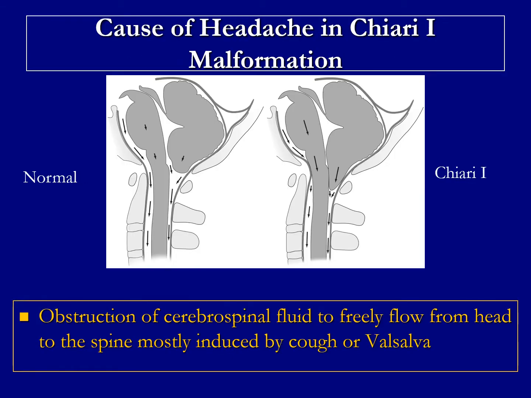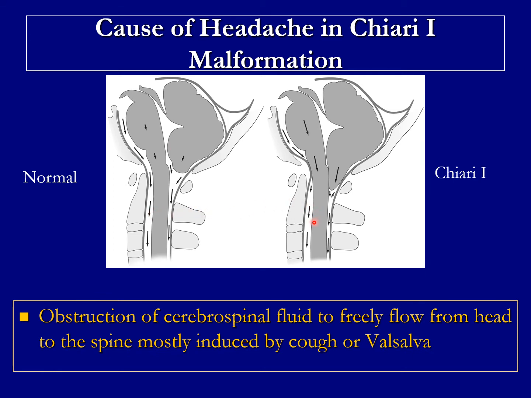Let us review the cause of headache in Chiari malformation. As we mentioned before, in patients with Chiari, a typical headache is caused by CSF flow obstruction at the foramen magnum. As you see here on the left side, this is a normal person. During coughing or Valsalva or bending, the CSF pressure in the spine increases and pushes the CSF to the head. After the cough or Valsalva has passed, the extra CSF that has gone to the head would like to come down, and it can easily come down in a normal person because the area between the head and the spine is widely open.